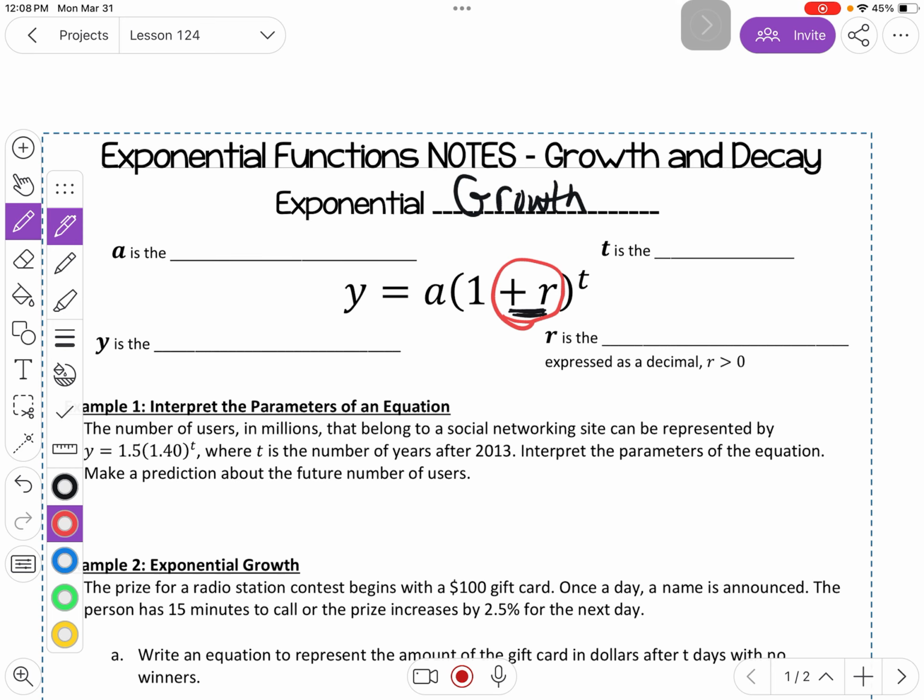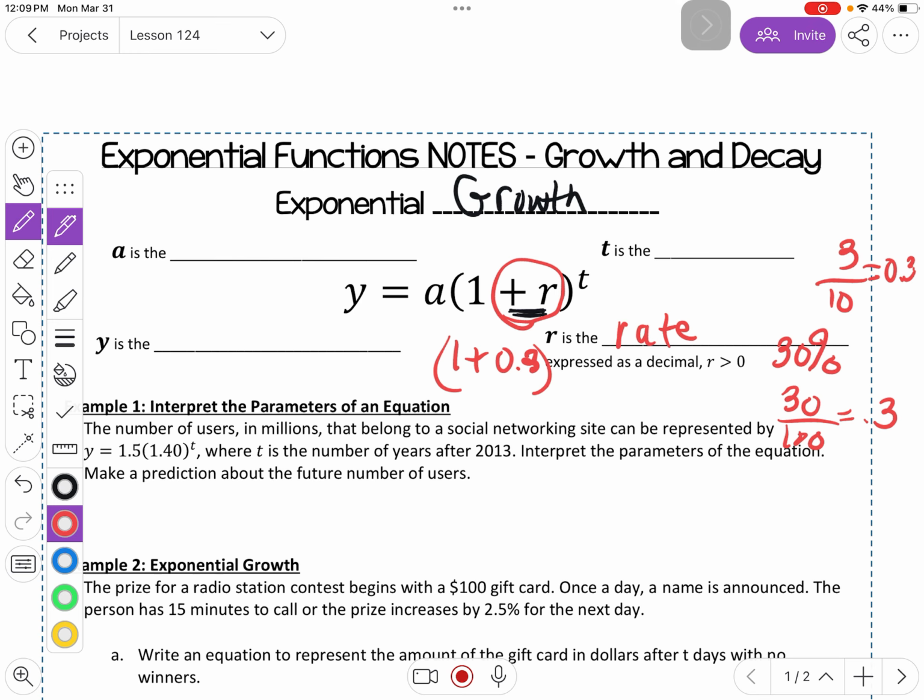So the rate, r, is the rate. And let's say it's growing by 3/10, right? Then that would be a rate of 0.3. Let's say it's growing by 30%. Well, a percentage is actually 30 over 100. So that's 0.3. So you would insert that into the equation like this: 1 plus 0.3. That is a growth rate of 30%.